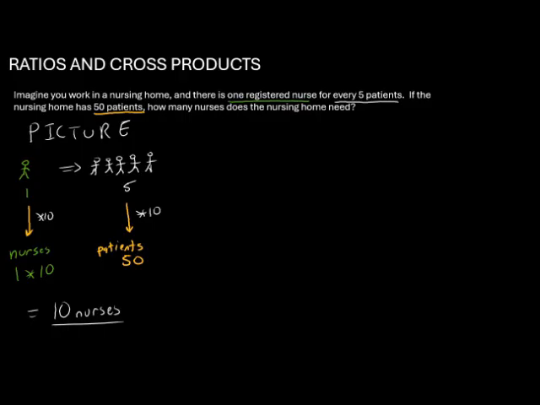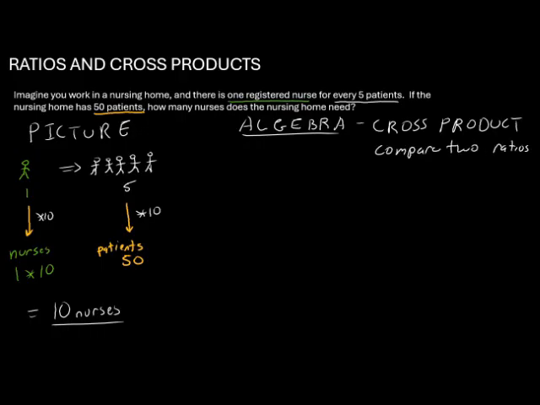Now I'll show you an algebra technique that we can use to replicate that outcome. The technique I'll show you is called a cross product. We'll use a cross product anytime we need to compare 2 ratios. You may notice that in the first line of this question, we were given a ratio, 1 registered nurse for every 5 patients. So we'll write 1:5, we'll write nurses under the 1 and patients under the 5.